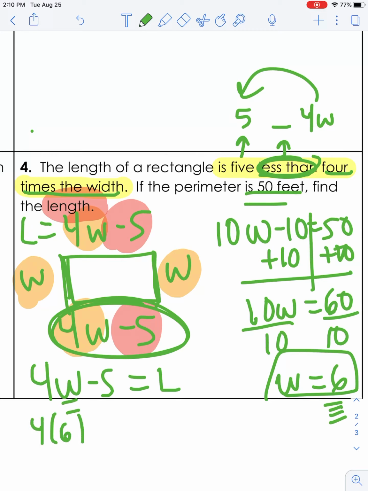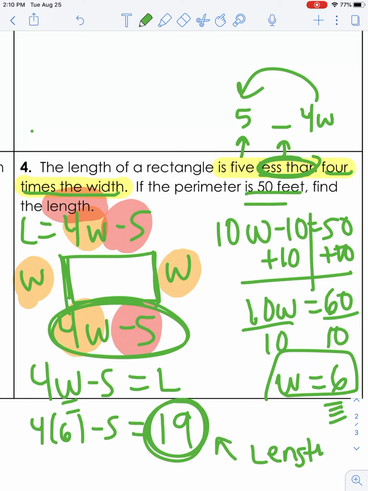So 4 times 6 and then minus 5. 4 times 6 is 24. 24 minus 5 gives us 19. So our answer is, our length is 19.